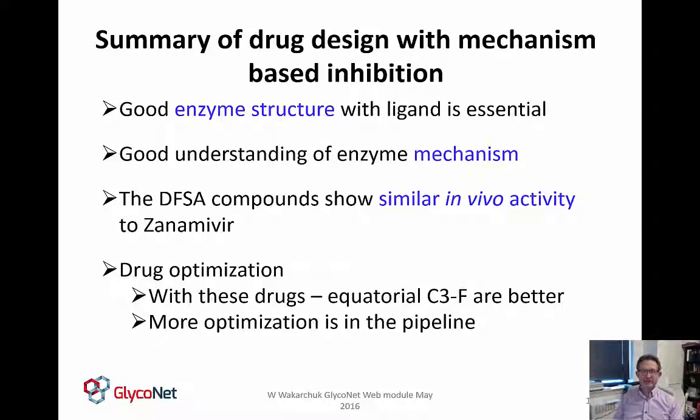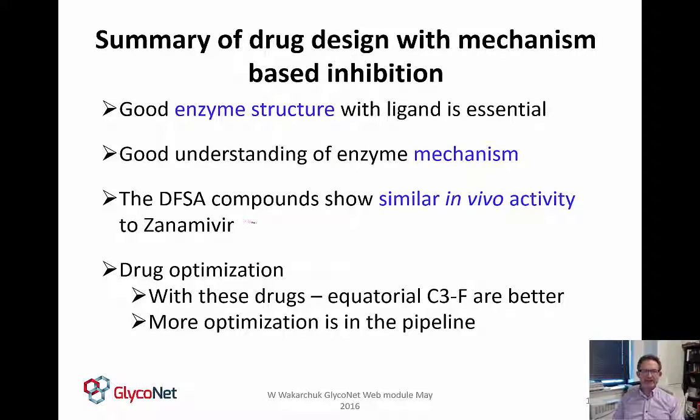So what I hope I've been able to show you is that in terms of basic drug design with this mechanism-based inhibition, having a good enzyme structure with the ligand is an essential part of being able to tailor these compounds. Obviously, a good understanding of the mechanism and some prediction of what the transition state is going to look like is necessary to build compounds that are going to have the best possibility for inhibition.